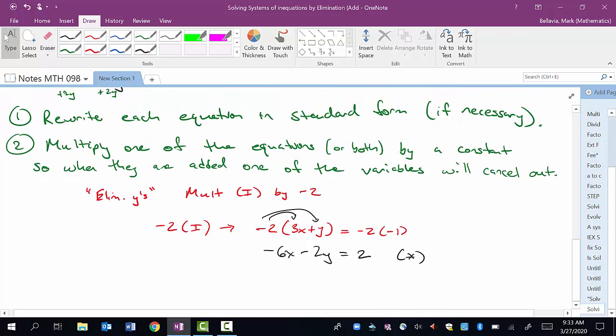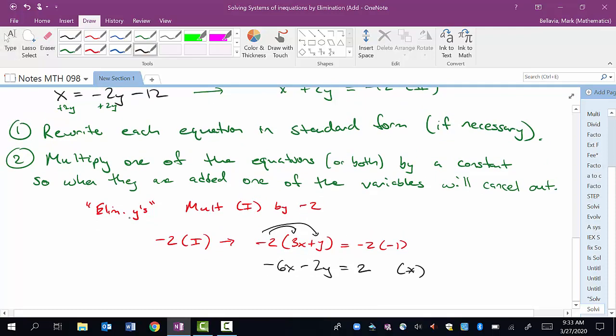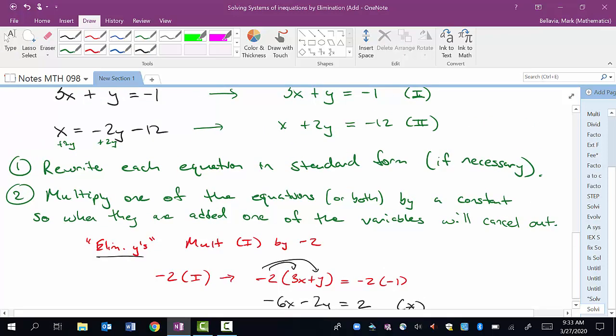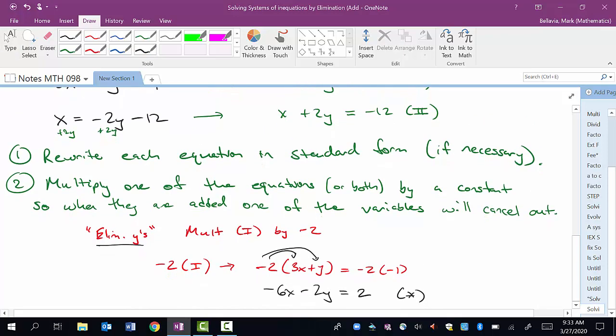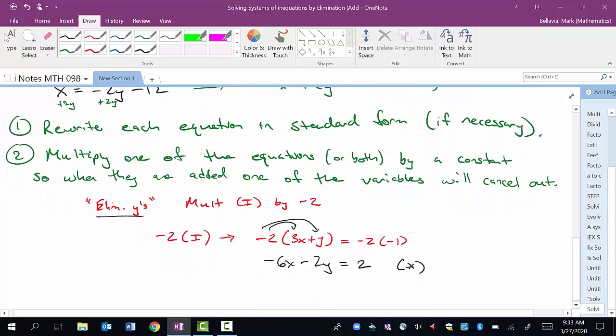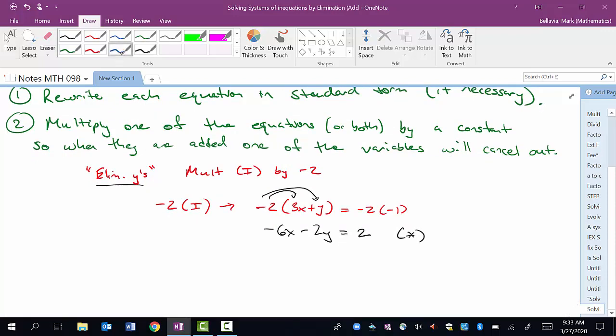And then what I want to do really is add it to the other equation, because remember the goal is to add these together so one of the variables will cancel out. The variable I'm trying to cancel is y's. So that was the new equation 1. You want to add it to the other equation. The other equation is x plus 2y equals negative 12. So write that down here. x plus 2y equals negative 12. That's my equation 2.